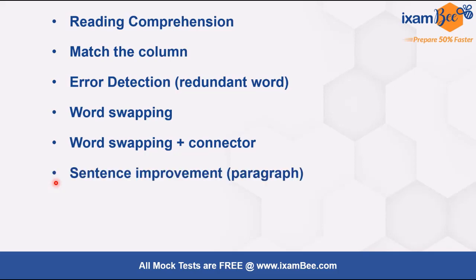So now sentence improvement was of different pattern. It was based on a paragraph. So generally we see that in sentence improvement, a sentence is given and a part is highlighted which needs to be improved, right? But here an entire paragraph was given and certain parts like closed passages were highlighted, and you had to identify that whether the highlighted part is correct or not, and if not, then you had to choose the correct option, right?